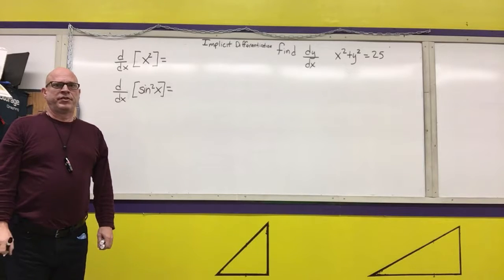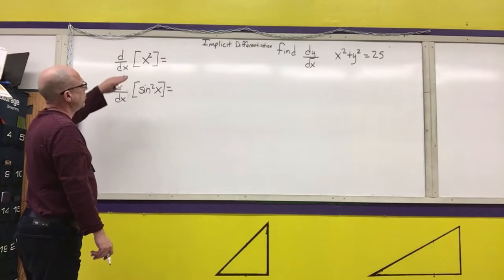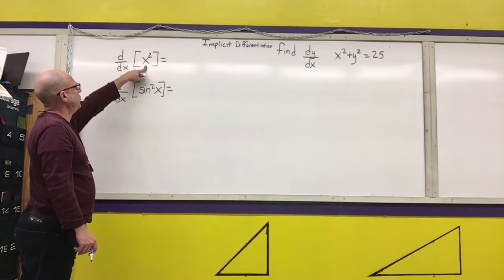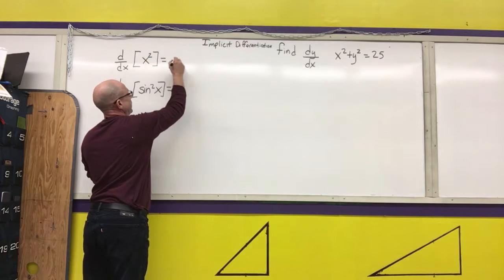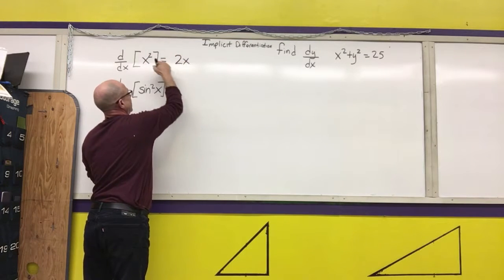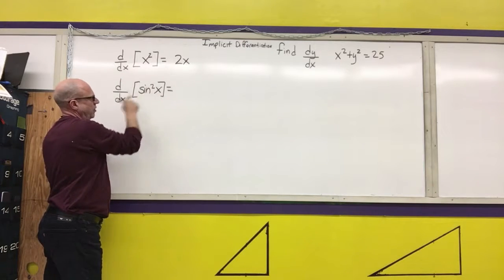Our next section in Chapter 8, we are going to cover implicit differentiation. I'm going to do a quick review first. The derivative of x squared, we use the power rule, says bring down the exponent and subtract 1 from the exponent. Another review, derivative of sine squared x.